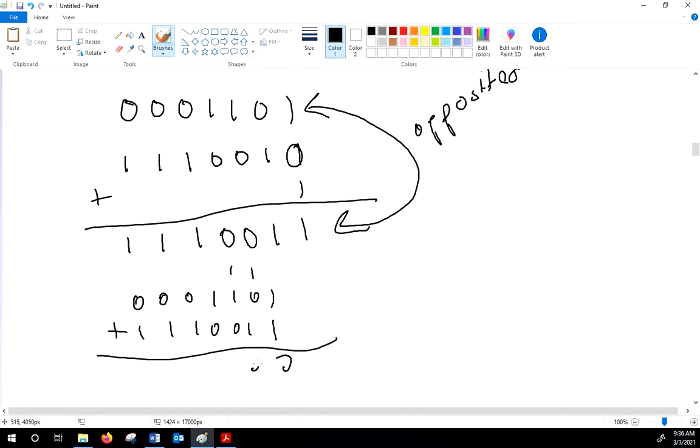1 plus 1 is 1, 0, all the way across the bits. And I throw away the extra bit.